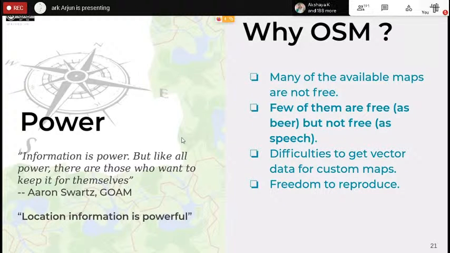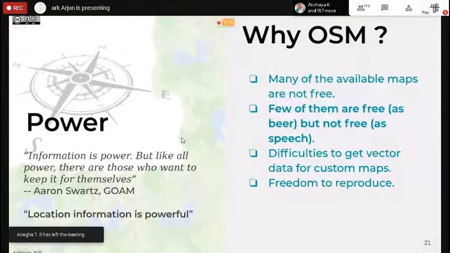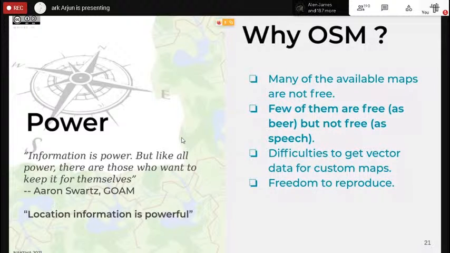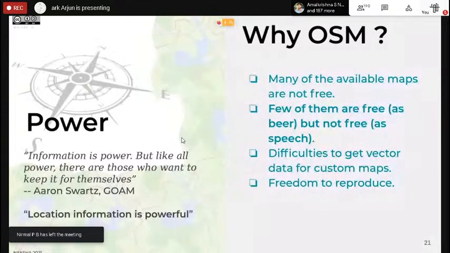Power. Information is power, but like all power, there are those who want to keep it for themselves. Aaron Swartz once said this. Location information will be more powerful in the coming era. Even now, many of the available maps are not free. They are free of use, not free of speech. Difficulty to get the vector data for custom maps.